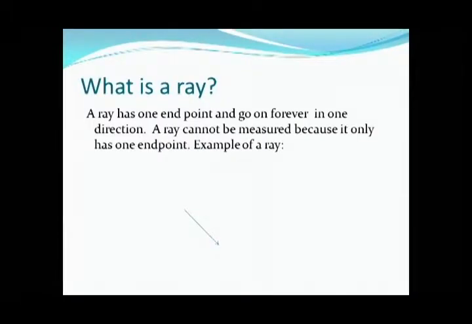What is a ray? A ray has one endpoint and goes on forever in one direction. A ray cannot be measured because it only has one endpoint. Here is an example of a ray.